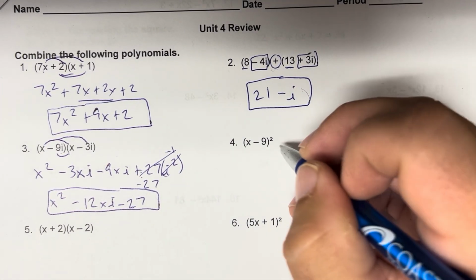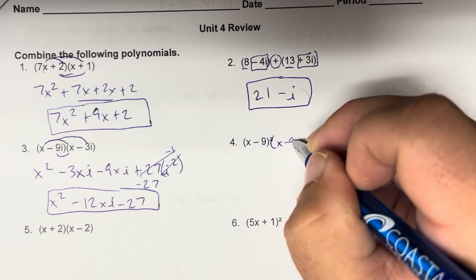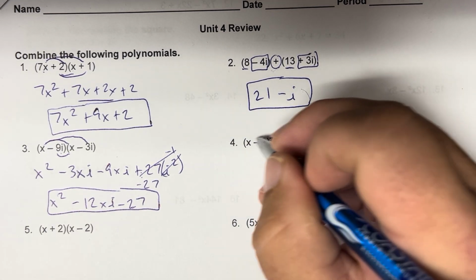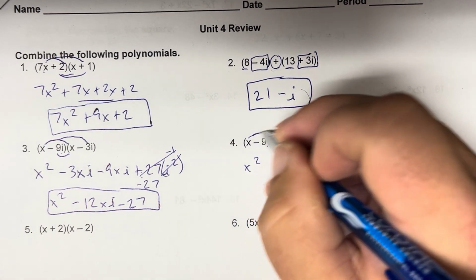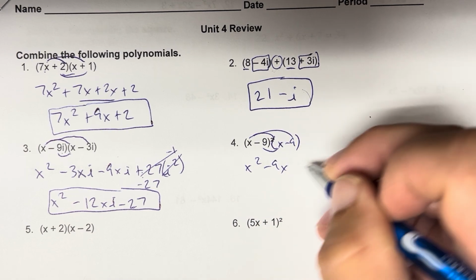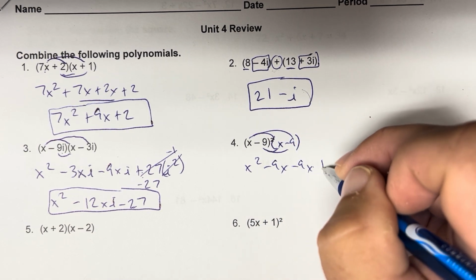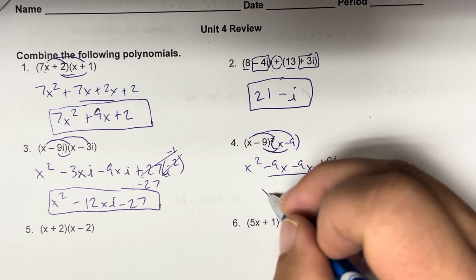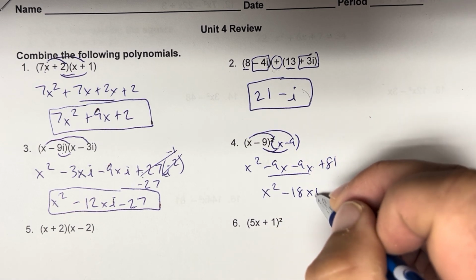x minus 9 squared means x minus 9 times x minus 9, and so we'll FOIL it. It becomes x squared minus 9x plus 81. We'll combine like terms, x squared minus 18x plus 81.